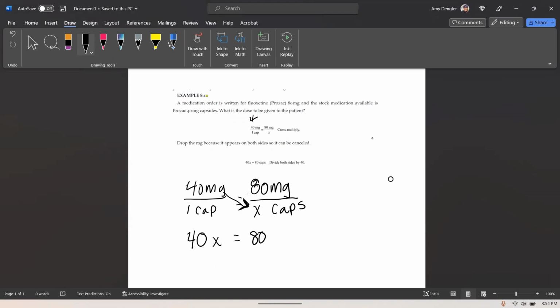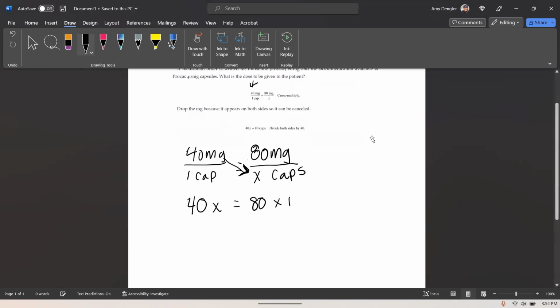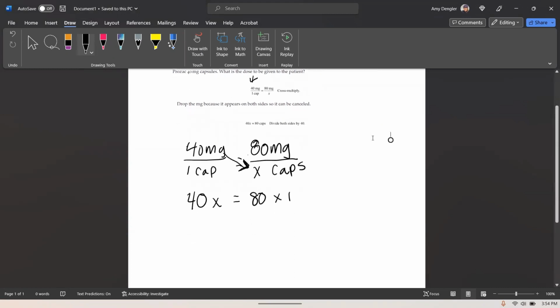80 times 1. And they don't have the 1 there because it's just going to be 80. So that's what we would eliminate here. And we want to get x alone. That's what we're solving for. So to do that, we have to get rid of 40. So I'm going to divide both sides by 40.